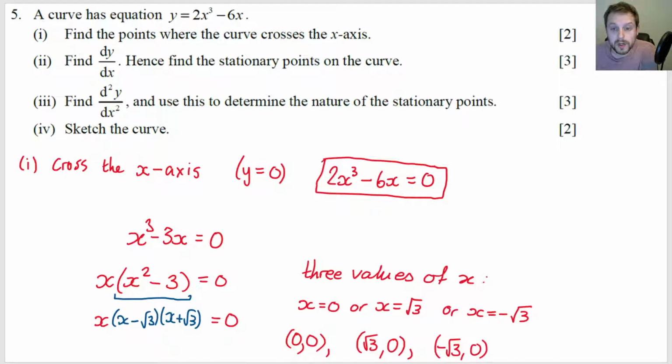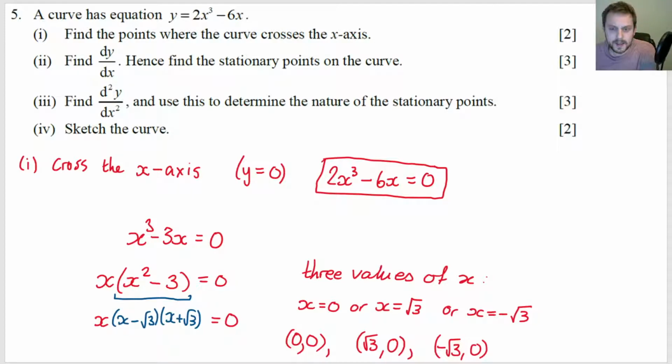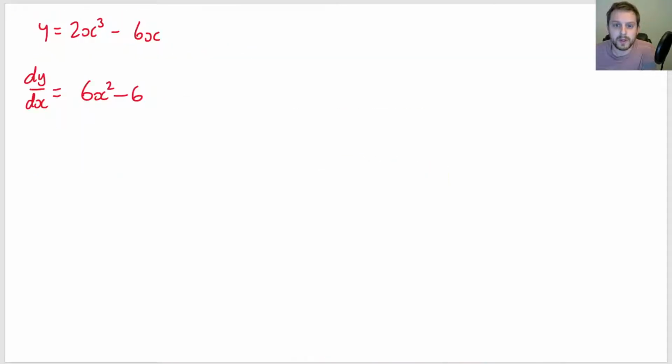So part 2. We want dy by dx. So let me write the little equation again. So it's y equals 2x cubed minus 6x, and we want dy by dx. So that's going to be 6x squared minus 6. And then it says, hence find the stationary points on the curve. So this has to equal 0 for a stationary point.